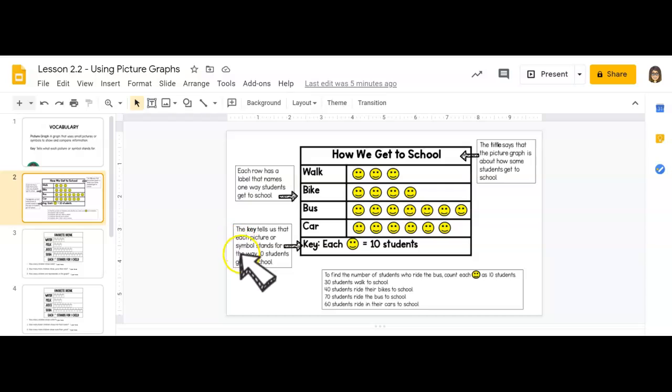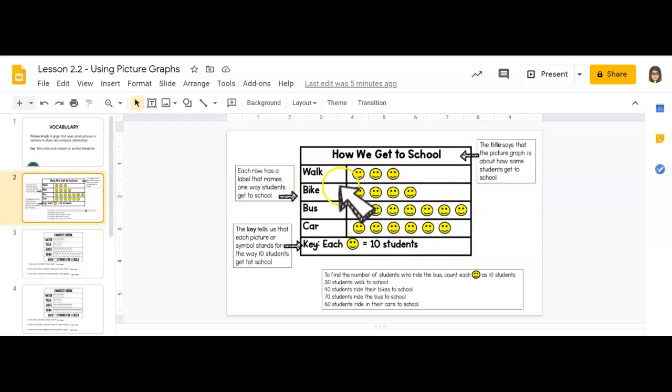Now the next thing we're going to see is a key. This is a super important part of a picture graph, especially when you're trying to answer questions about picture graphs or when you're making a picture graph. The key tells us what each picture stands for. And in different picture graphs, those pictures stand for different numbers. So this key tells us each smiley face stands for 10 students.